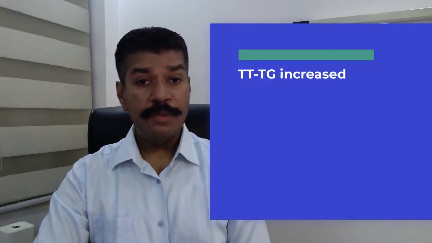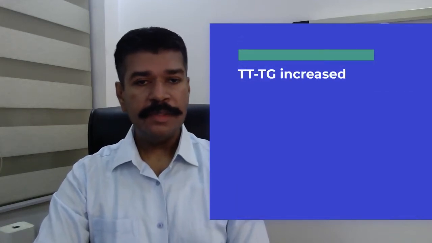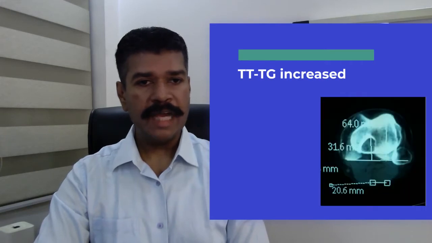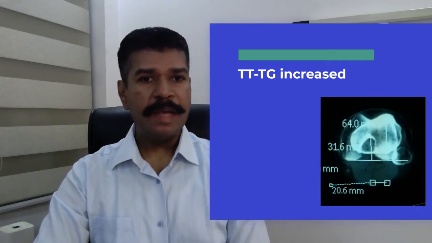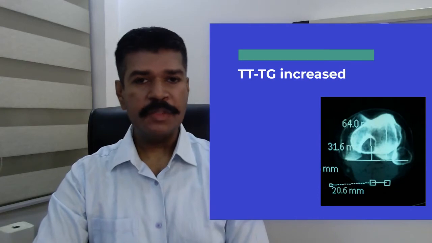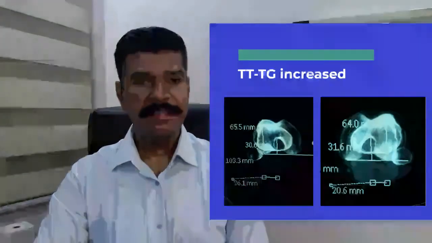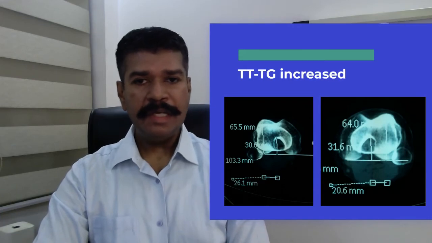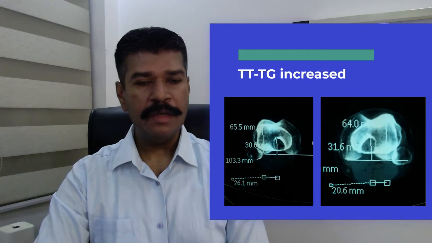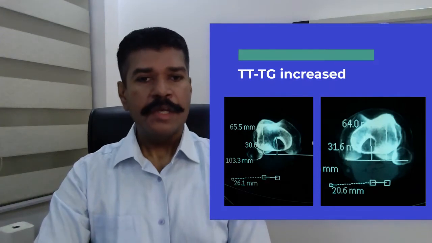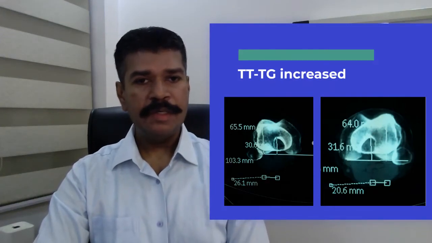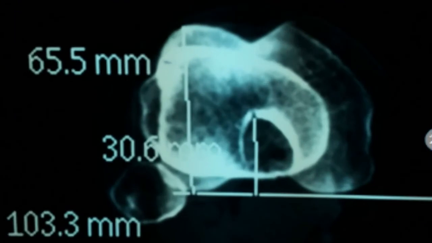And the CT scan most importantly shows that the tibial tubercle trochlear groove distance on the right side is increased in comparison to the normal left side, where it is 20 millimeters on the left and it's around 26 millimeters on the right side. Anything more than 20, I take that as a threshold to do a medialization osteotomy or a tibial tubercle osteotomy.